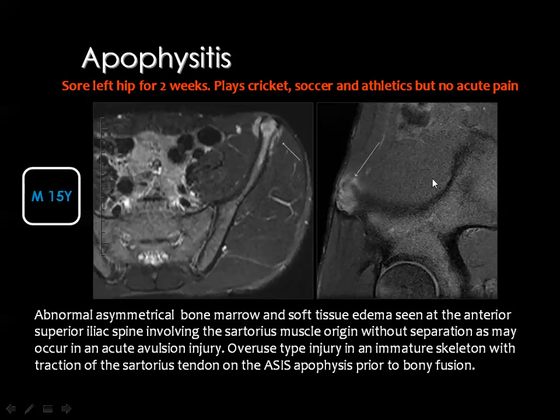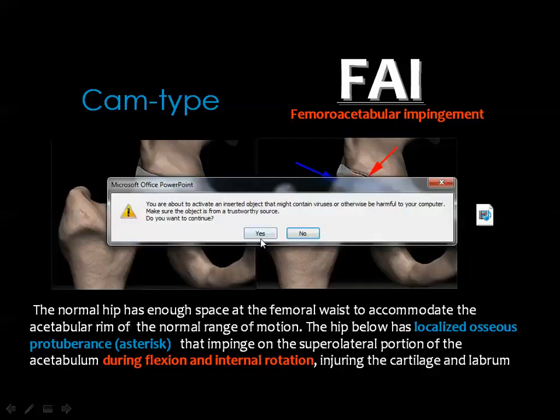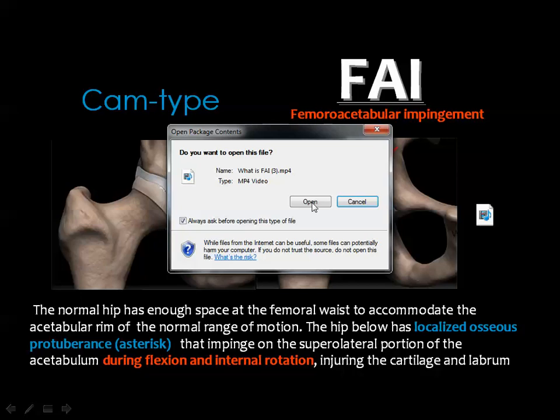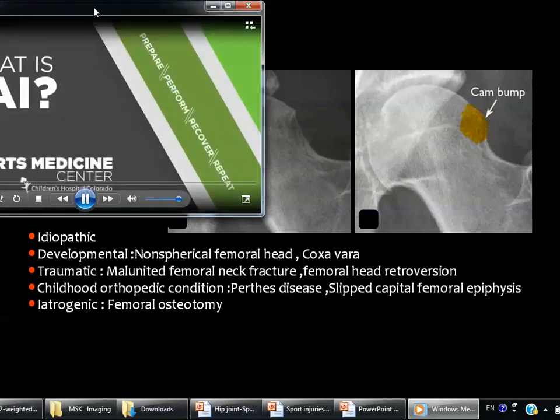Sometimes you cannot see these changes on the plain film, but you can see the changes on MRI, where it is easy to identify bone marrow edema of the related metaphyses and soft tissue edema surrounding the site of injury. Then we came to femoroacetabular impingement, and I think this video will explain very well the different types of femoroacetabular impingement.